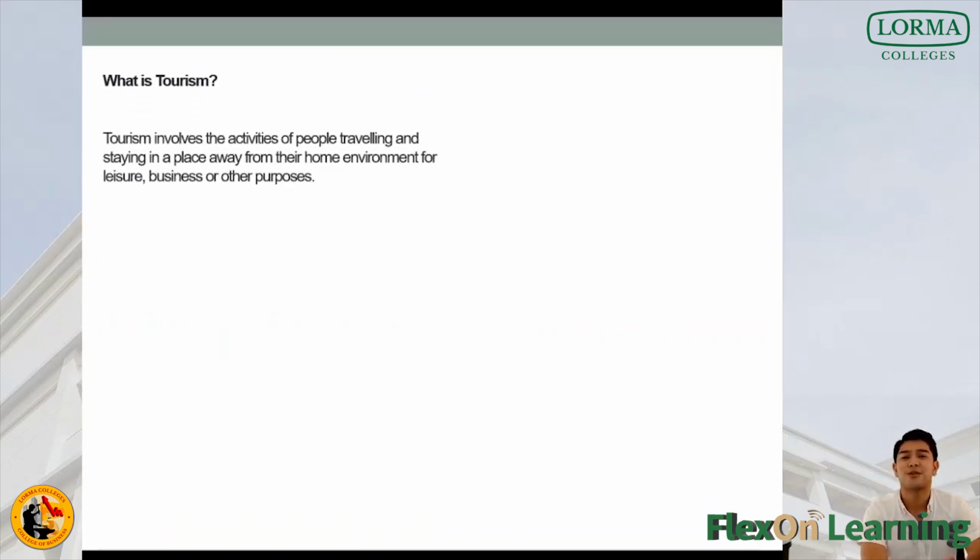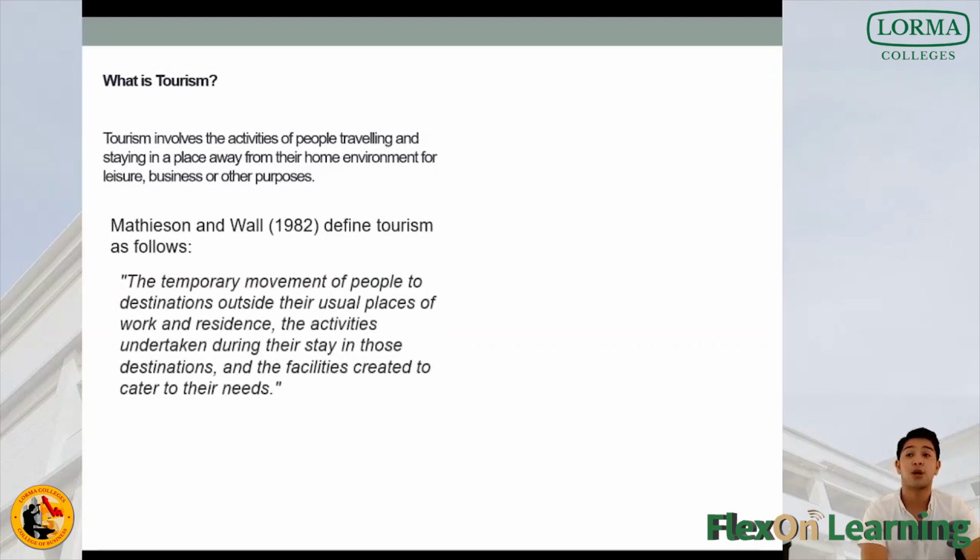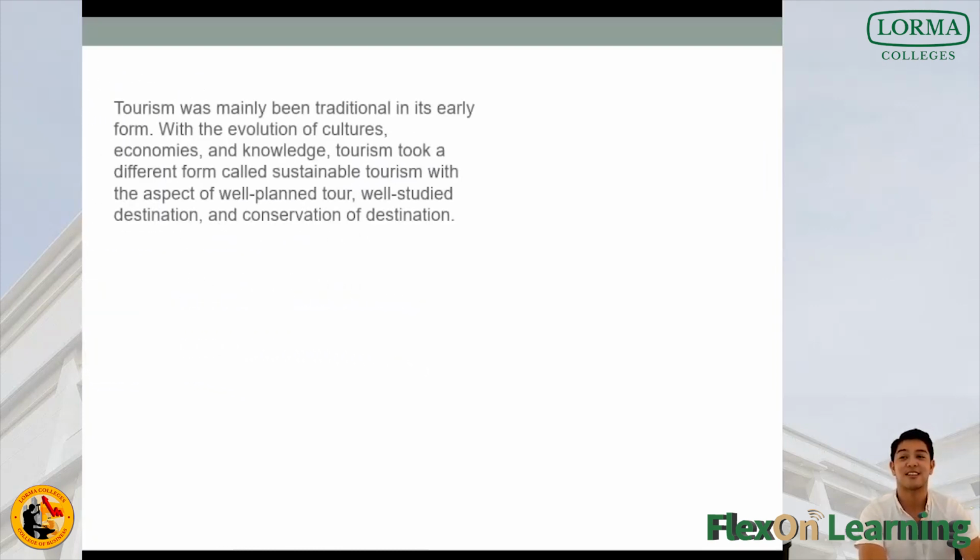So, what is tourism? Tourism involves the activity of people traveling and staying in a place away from their home environment for leisure, business, and other purposes. Mathieson and Wall define tourism as follows: the temporary movement of people to destinations outside their usual places of work and residence, the activities undertaken during their stay in those destinations, and the facilities created to cater to their needs.